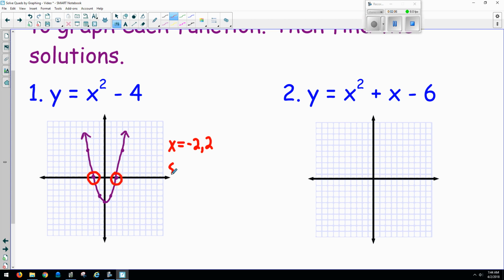We could put that in a solution set in braces. But that's all we're doing. We're just looking to see where it crosses the x-axis. So let's go ahead and graph this second quadratic equation here.